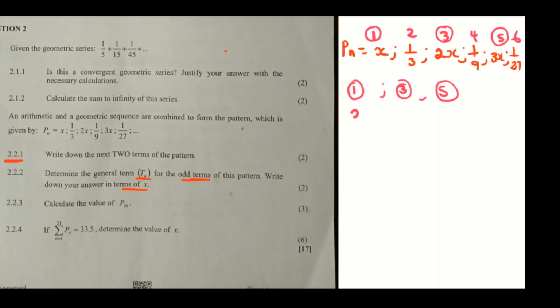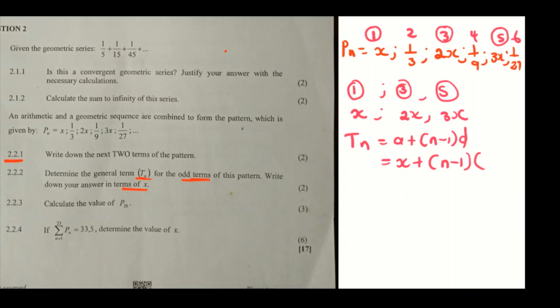What is number 1? It's x. What is number 3? It's 2x. What is number 5? It's 3x. So just find Tn of this. It's easier, because we know that this is an arithmetic sequence. So we're going to use the formula Tn is equal to a plus n minus 1 multiplied by d, of which my a is x, plus n minus 1 multiplied by my difference, which is going to be x, because I have 2x as my second term minus the first term, which is x, so it's going to give me x. So this is actually the common difference.